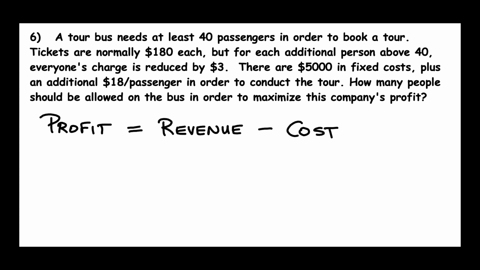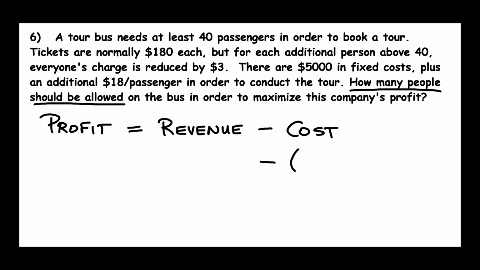Cost is going to be easy here. Revenue will not be. So let's start with cost. Let's say that X is the number of people on the bus. Okay. And how many people should be allowed? We're solving for X. Find X in order to maximize profit. Well, the cost is easy.